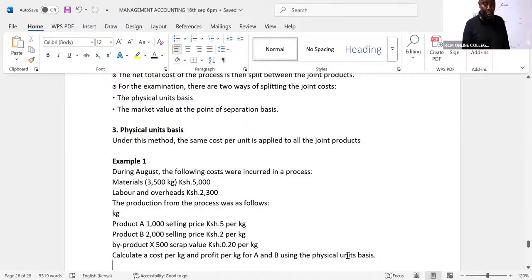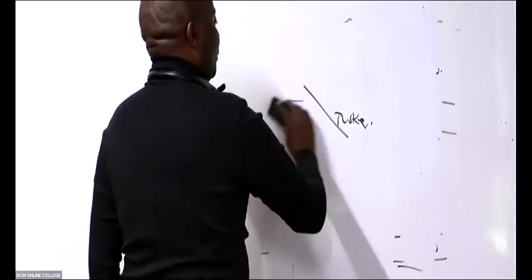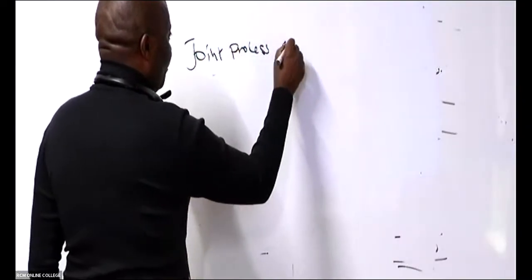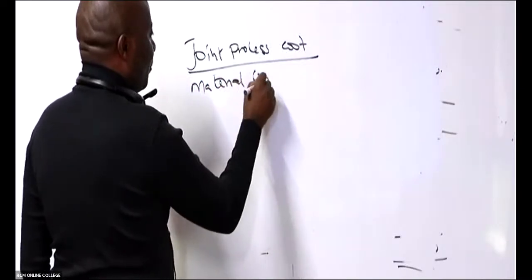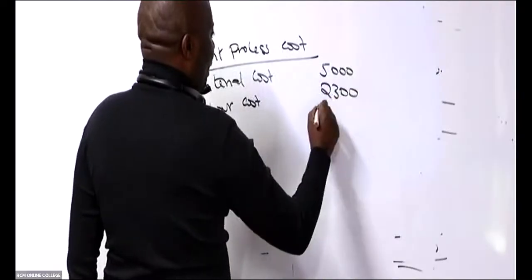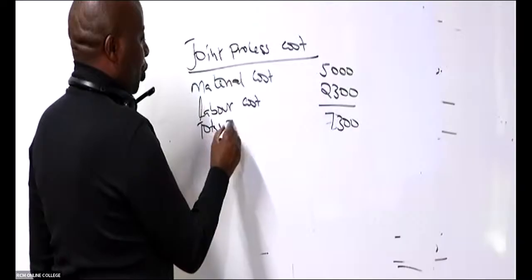So, ladies and gentlemen, the first thing that I will do is to recognize that this is a question of multiple products being produced. And what is the total joint cost? You can see into this process, we've been able to put in materials worth 5,000 and labor worth 2,300. So the first thing you need to do whenever you see multiple products being produced, please go ahead and give us the joint cost. So we have joint process cost. Material cost, 5,000. Labor cost, 2,300, giving me 7,300. So this is the total joint cost.